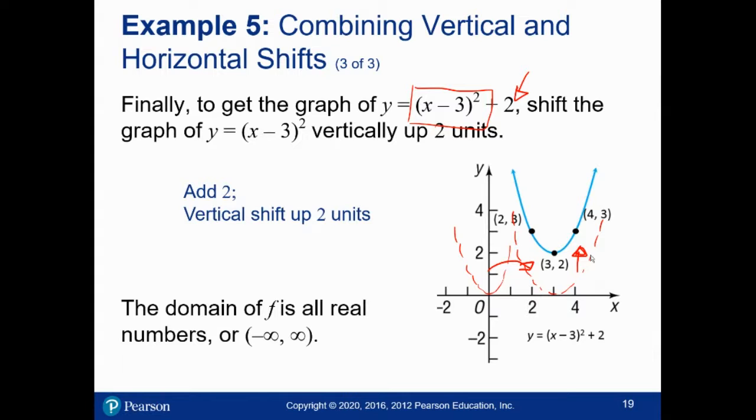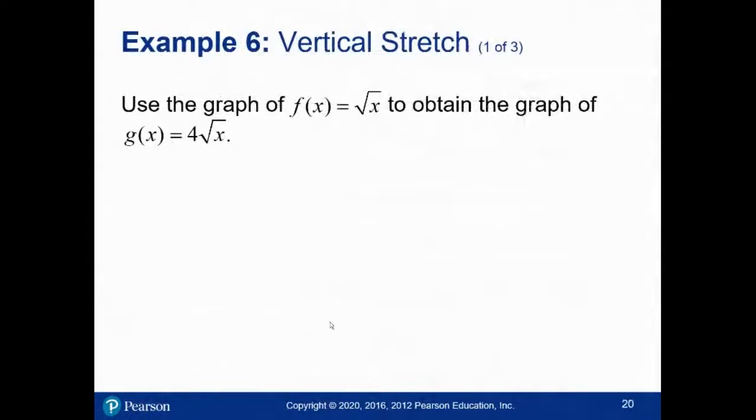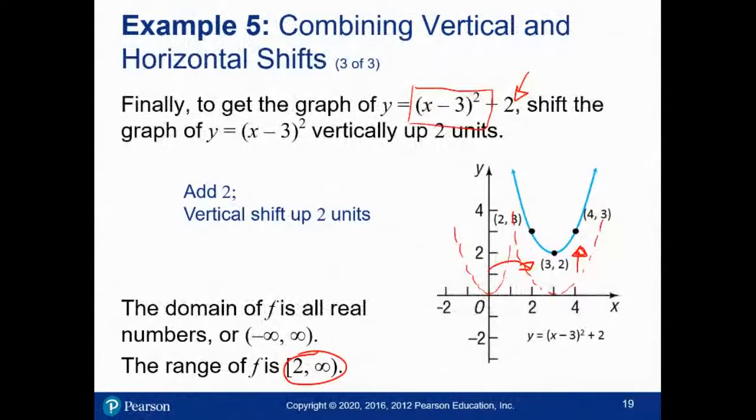The domain is still all real numbers. There's no division here to worry about. There's no radicals. And with the range, okay, the original parabola x squared can start at a height of 0 and do anything larger than that. And we moved it to the right, which doesn't change the range, but then we moved it up by 2 units. And so our range is this right here.